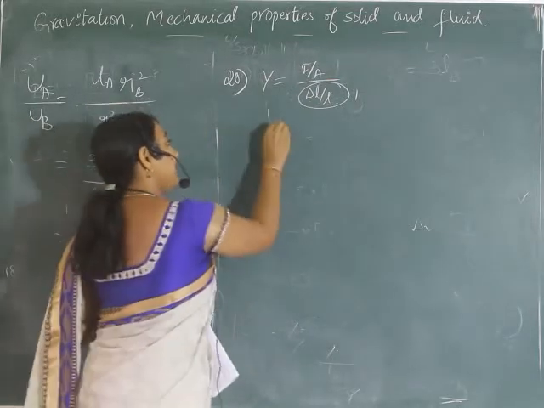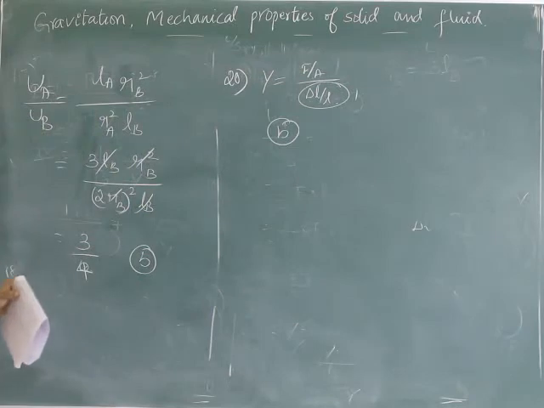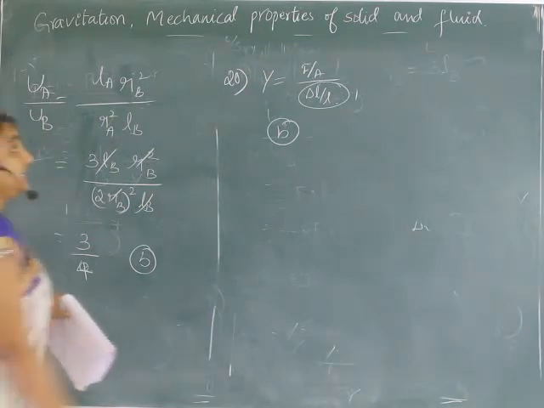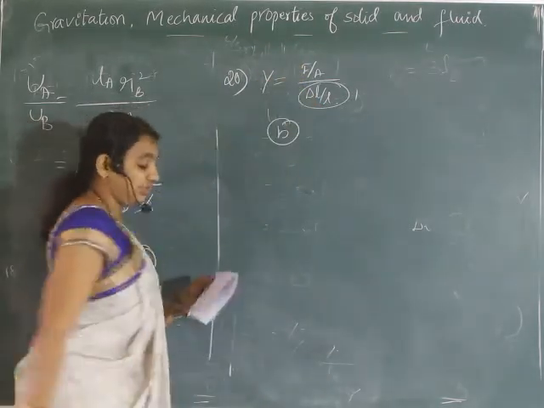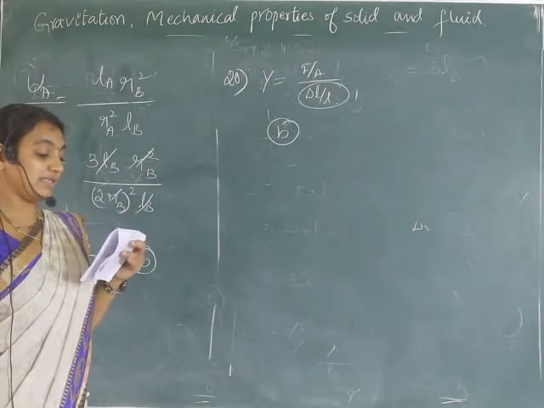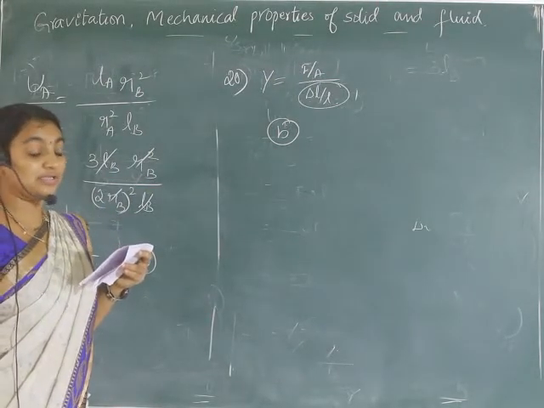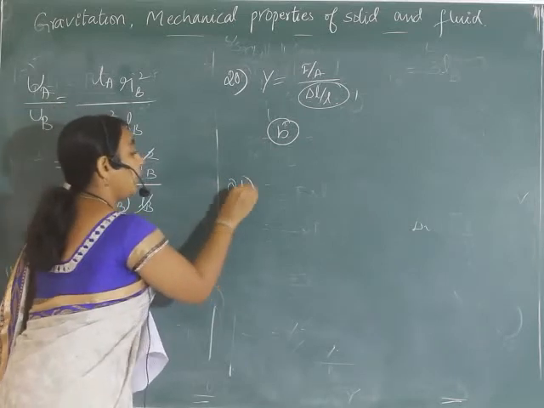So option B. Why is it option B? Y is equal to F by A divided by delta L by L, stress by strain. If strain is 1, Y is equal to stress. So Young's modulus of the material of the wire is equal to stress required to produce unit strain. Next, 21.